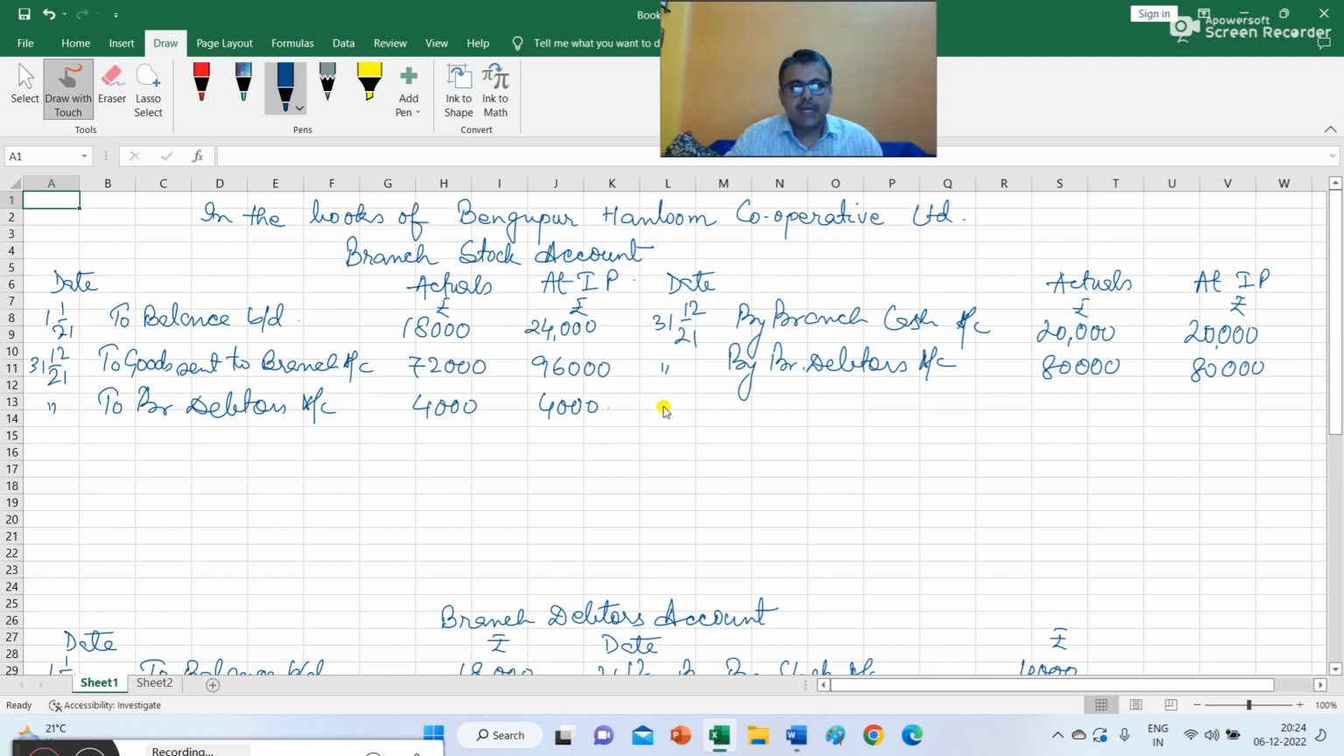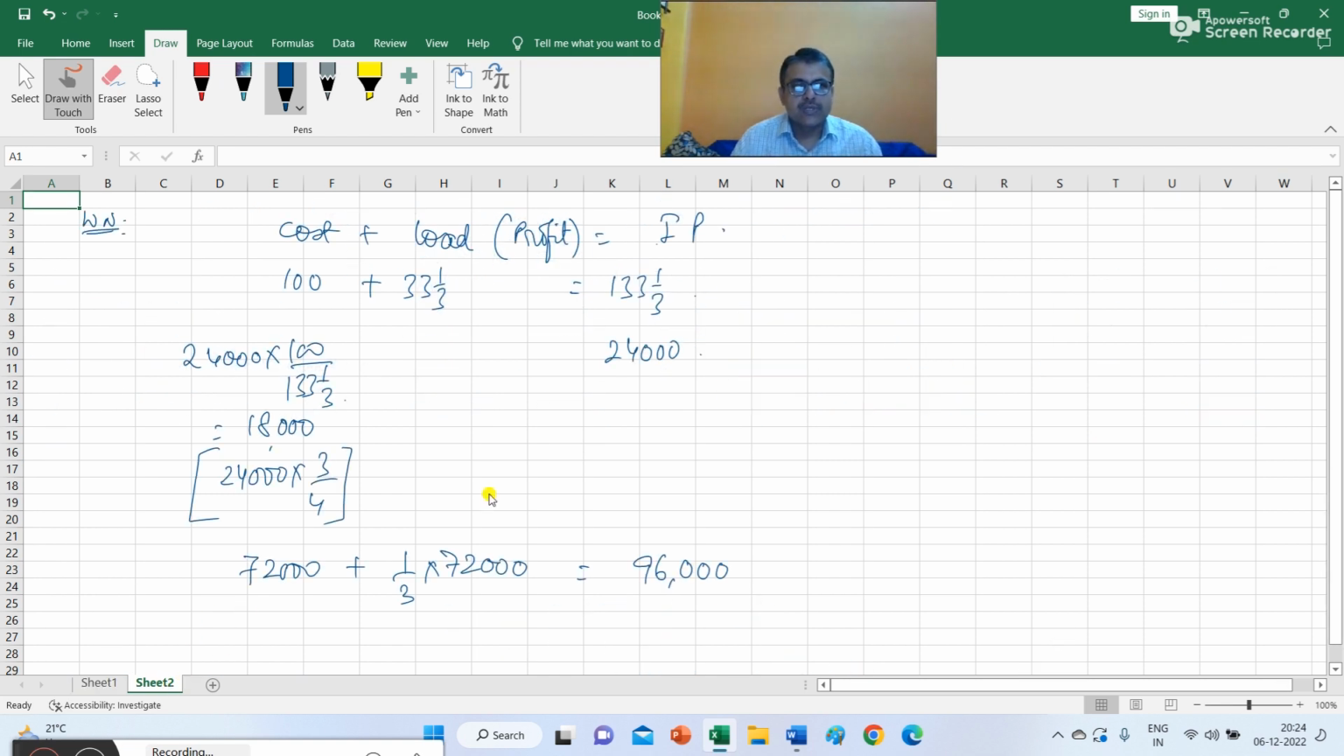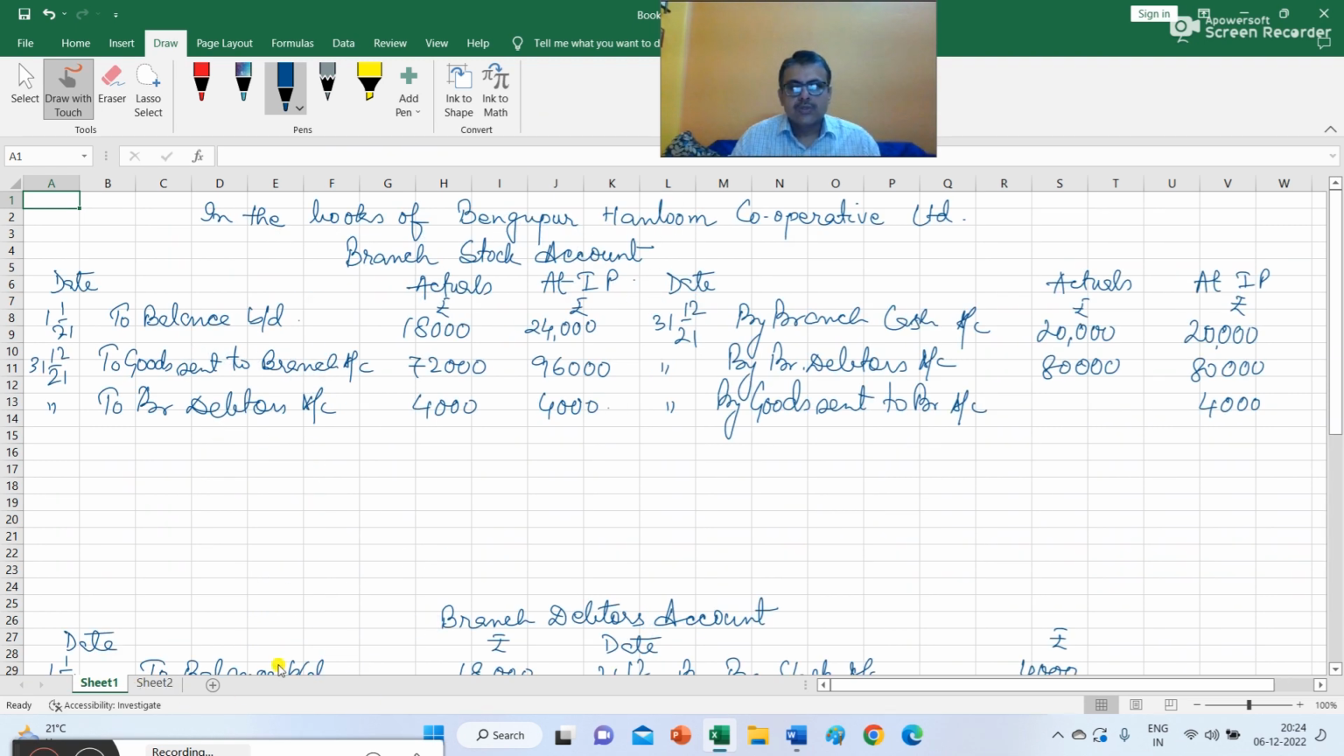So in branch stock account, on the credit side, you have to write as by goods sent to branch account, and the invoice price is 4,000. So what is the cost price of the invoice price for 4,000? Again in working you can see, if the invoice price is 4,000, your cost price will be 4,000 multiplied with 100 and divided by 133 1/3%. So this will be 3,000. So at actuals you can write 3,000.